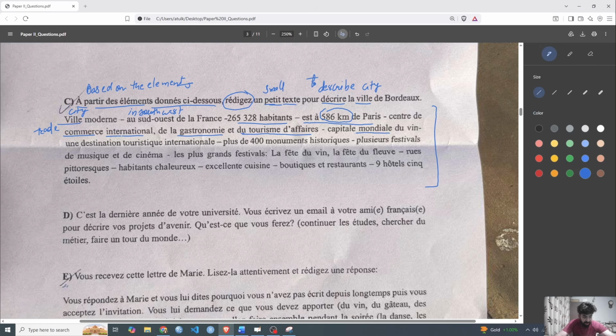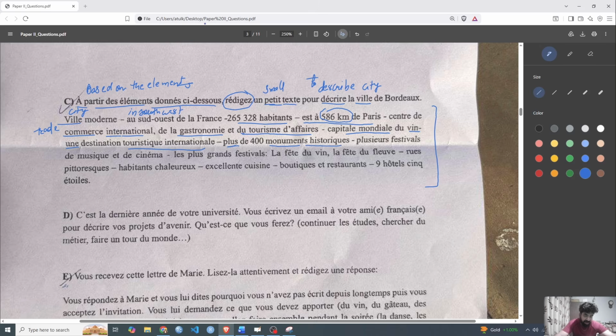"Capitale mondiale." So mondial is basically world. So world capital. "Du vin." So basically world capital of wine. Basically, it is a wine capital. "Destination touristique internationale." So it's an international destination for tourists because it's a world capital of wine. "Plus de 400 monuments." Plus means more. So more than 400 monuments of history are in the city.